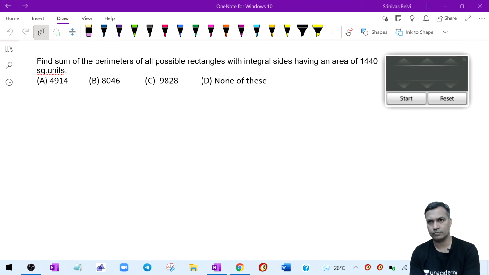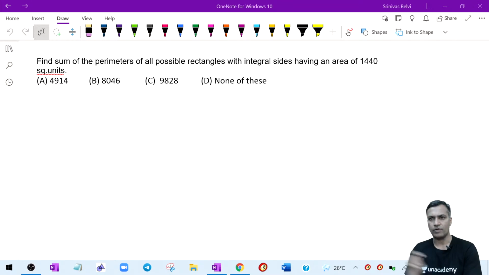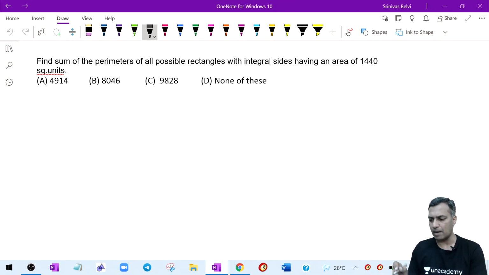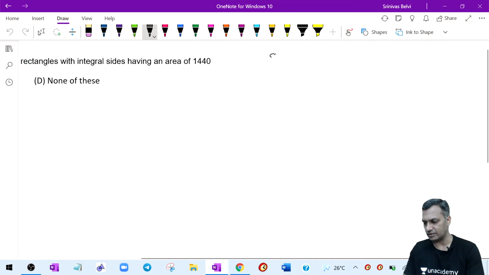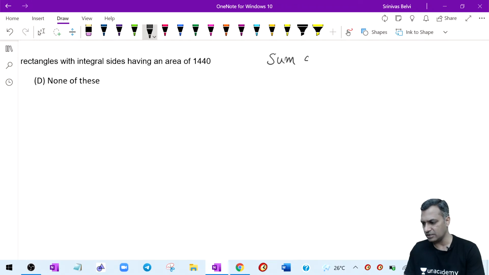Fine, listen guys. Now this is what? This is the application of sum of the factors. If you look at this particular question, this is an application of sum of factors. Let me quickly prove this.